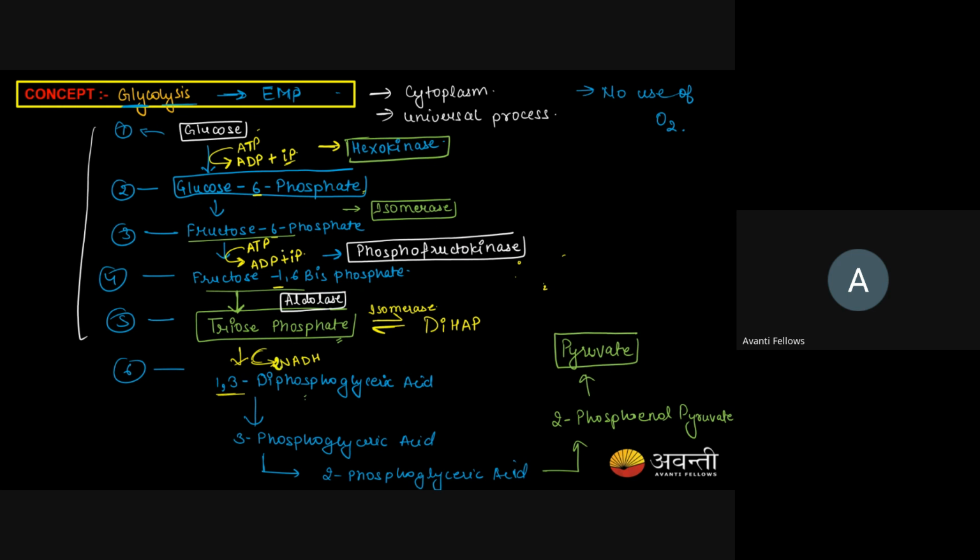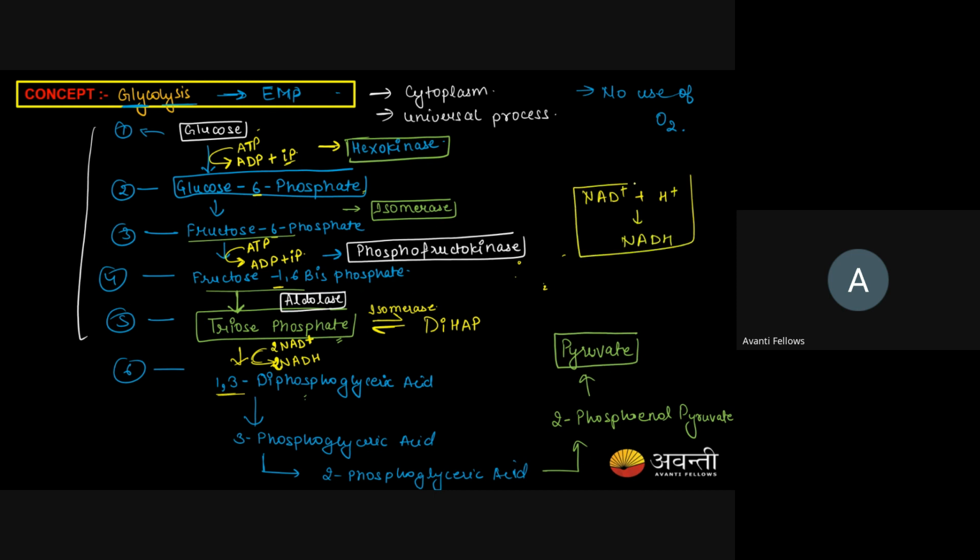In the first step and in the third step, we are consuming 2 molecules of ATP. But at the 5th step, we are synthesizing 2 NADH. NADH will form from NAD positive. Let's write it down. We have NAD positive, and I am adding H positive, then it will make NADH.